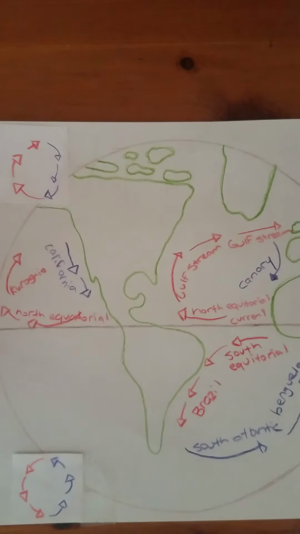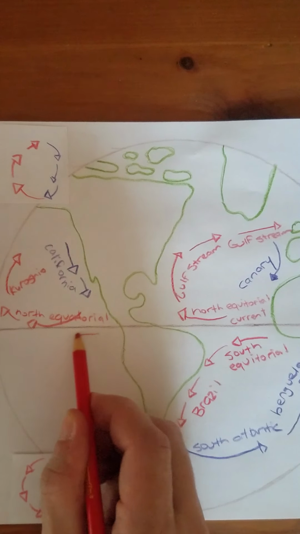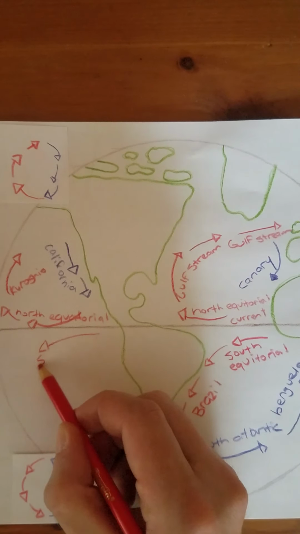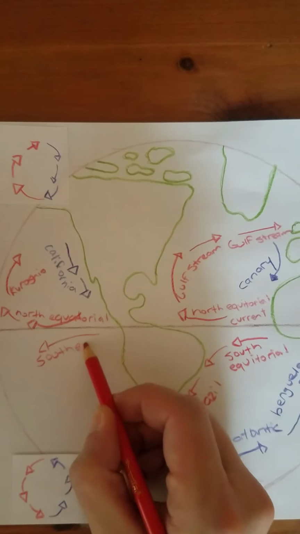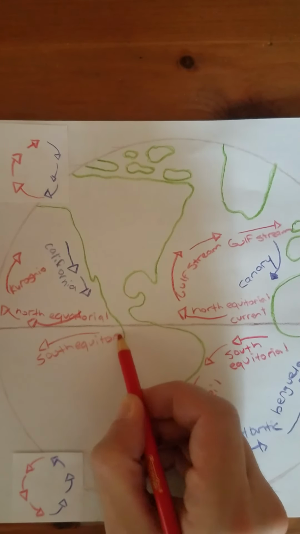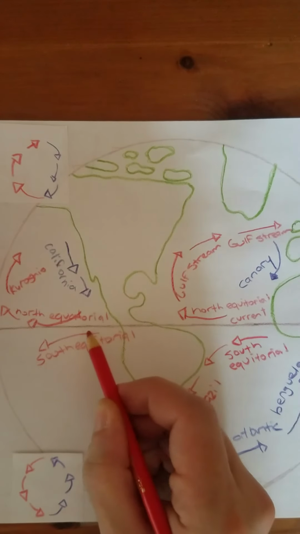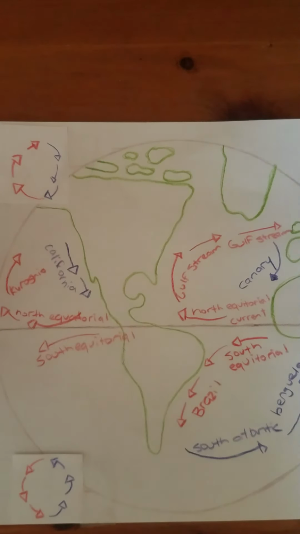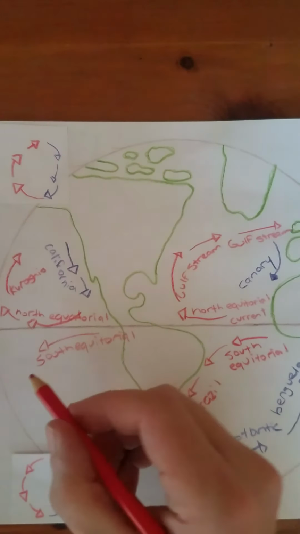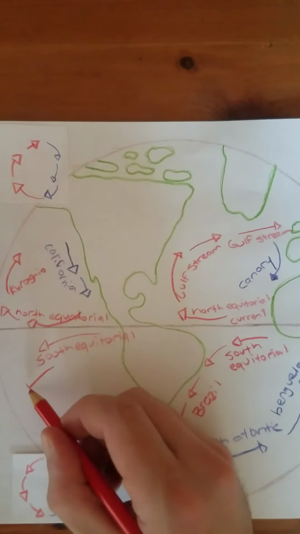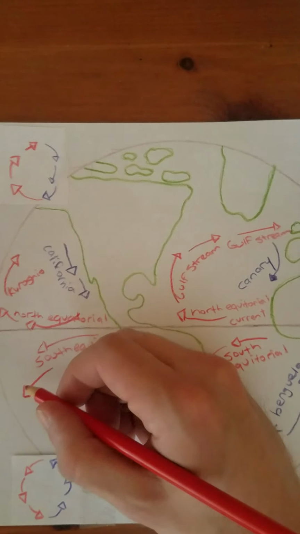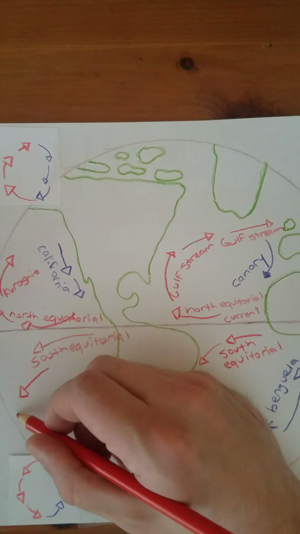Okay, so let's pick up in the southeast Pacific. Okay, we have something called the south equatorial current, just like we have over here. Bringing warm air from the equator down towards, if you guys have ever seen Finding Nemo, down towards Australia.